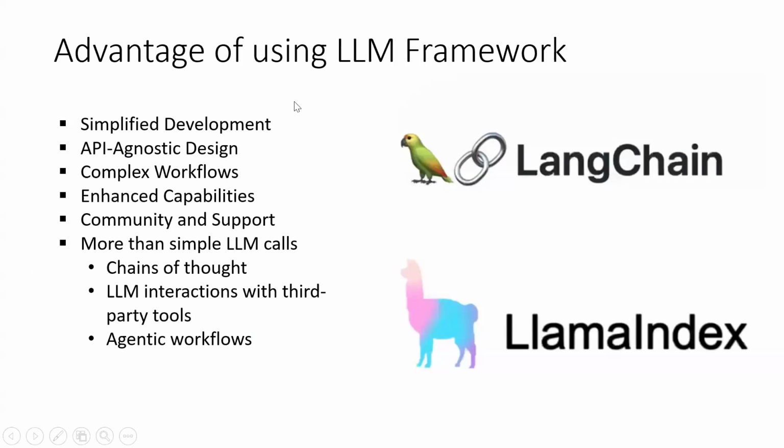For example, if you use an LLM framework, your development is simplified. Your API agnostic design will be there. And if you want to build some complex workflows, for example, if you are creating an application where maybe you are using multiple models, or multiple components, so the input to one component will produce some output, and the output of that first component may be passed to my second component. From the second, the output is passed to my third component. So if you are building an application which has a complex workflow, in that case, it's advisable to use an LLM framework.